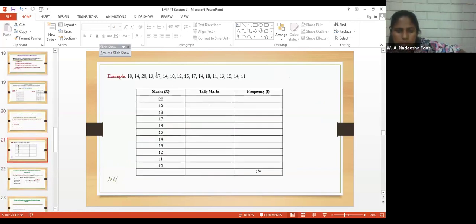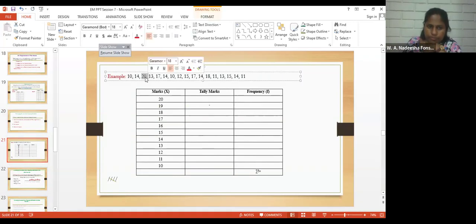So this is the example. For our convenience, there are only about 17 numbers, but we use frequency distribution for more than 20 numbers. Here, the maximum number is 20, and the minimum number is 10.